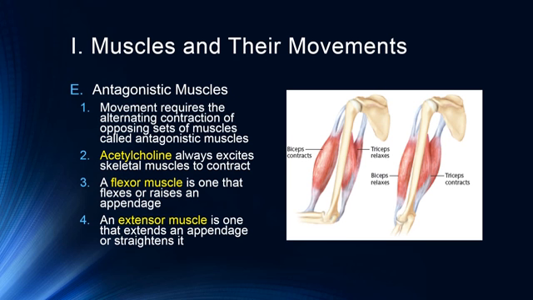So the bicep contracts, that would be, again, a flexor muscle. When the tricep contracts, that would be an extensor muscle. So one of the reasons why oftentimes we talk about doing opposing exercises in the gym, so you do contraction and relaxation, and so you can sort of work back and forth on those different muscles.